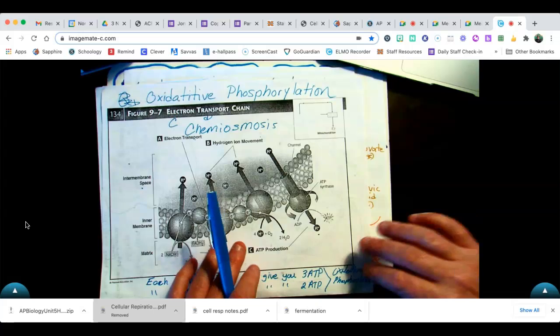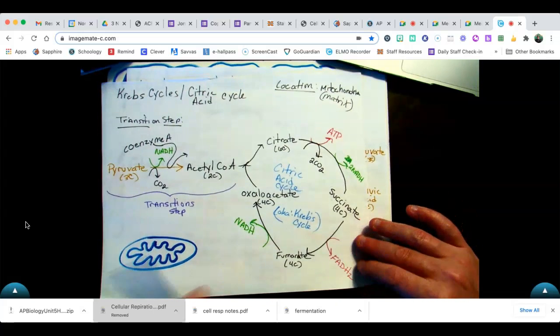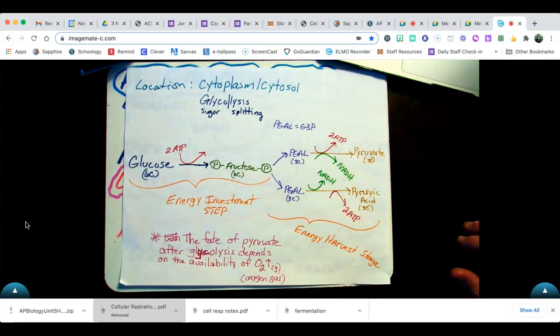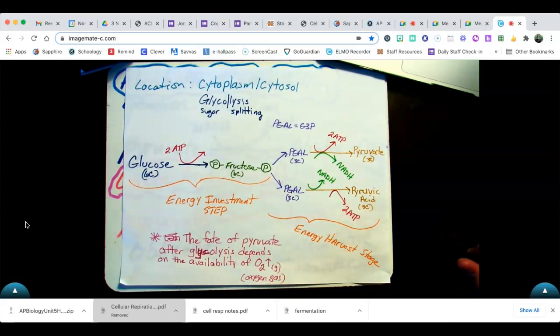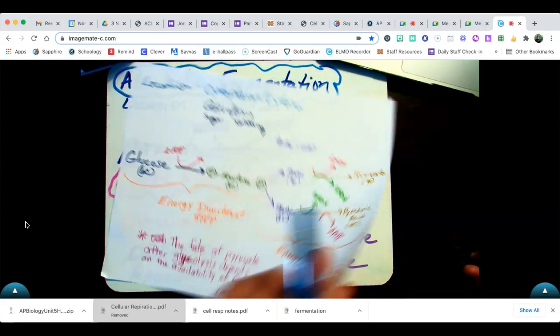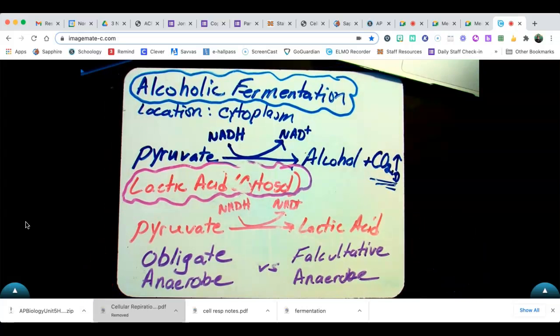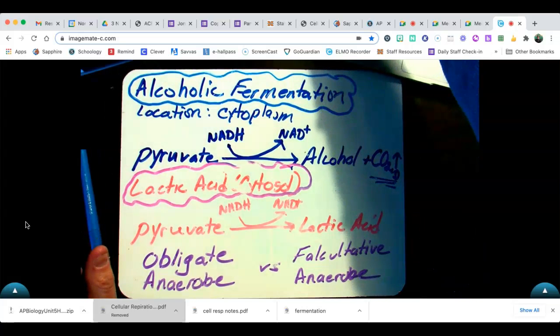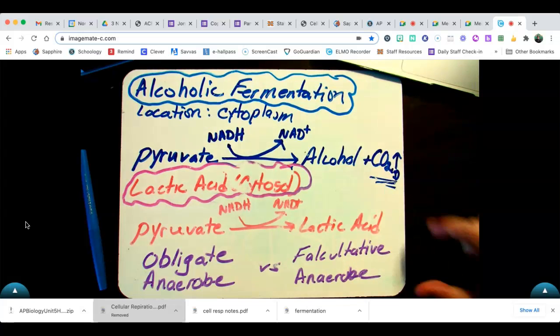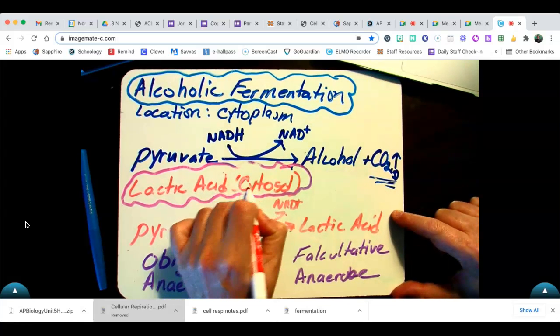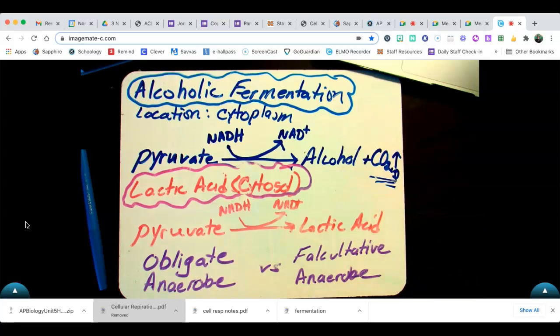But now we're going to look at not this process, we're going to look at what happens after glycolysis when oxygen gas is not available. So the fate of pyruvate is going to be anaerobic respiration, which is also called fermentation. And there are two basic types of fermentation. There's alcoholic fermentation and there's lactic acid fermentation.